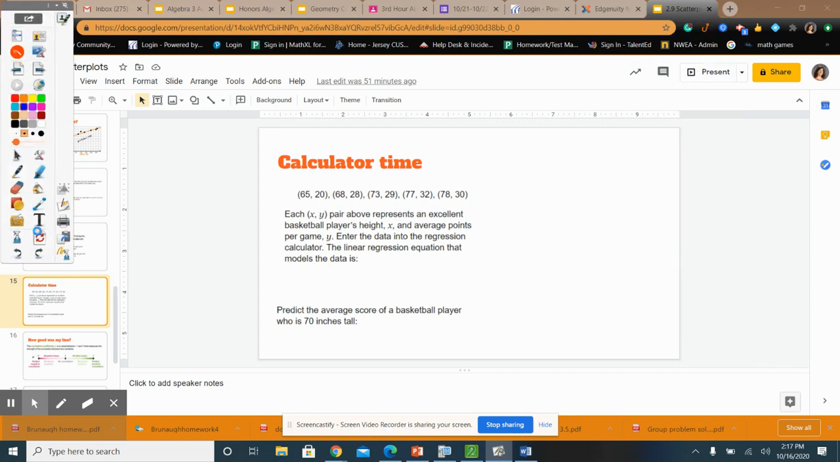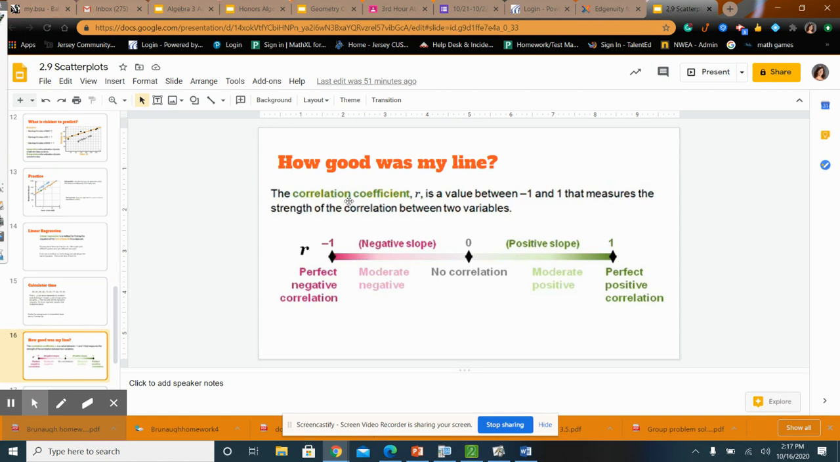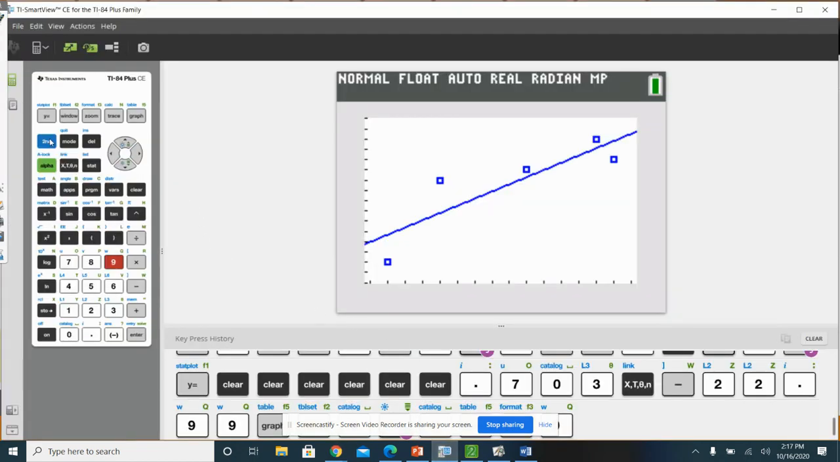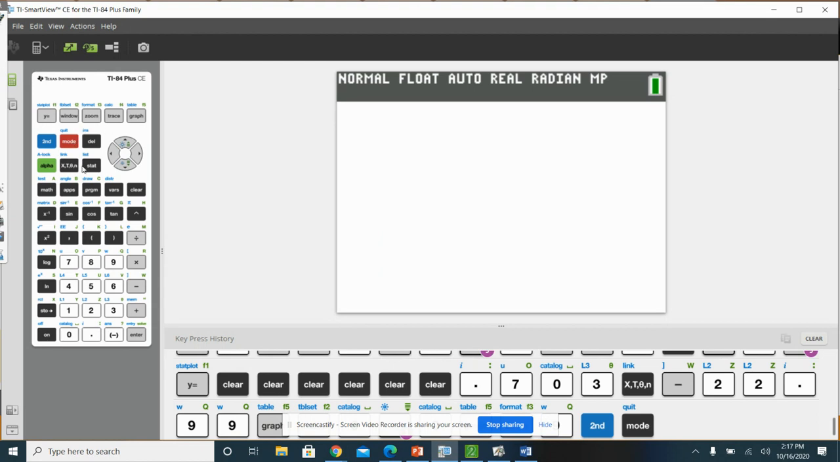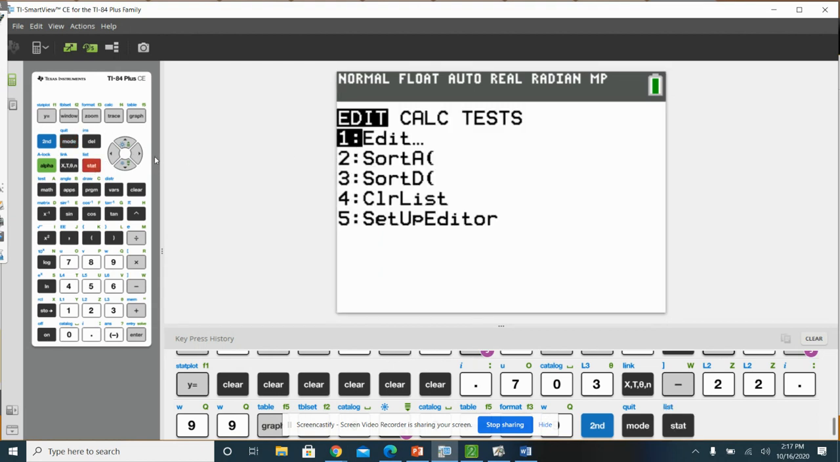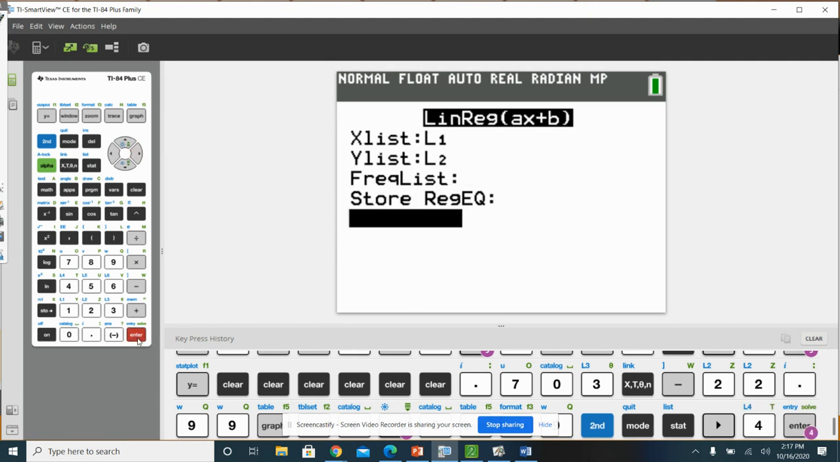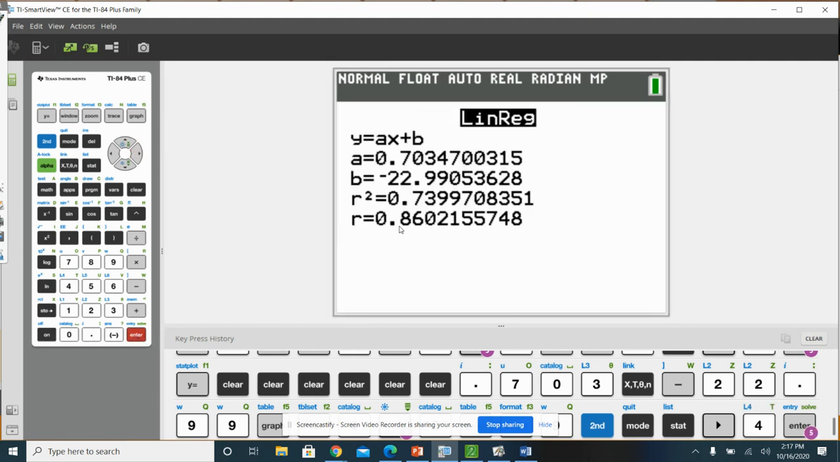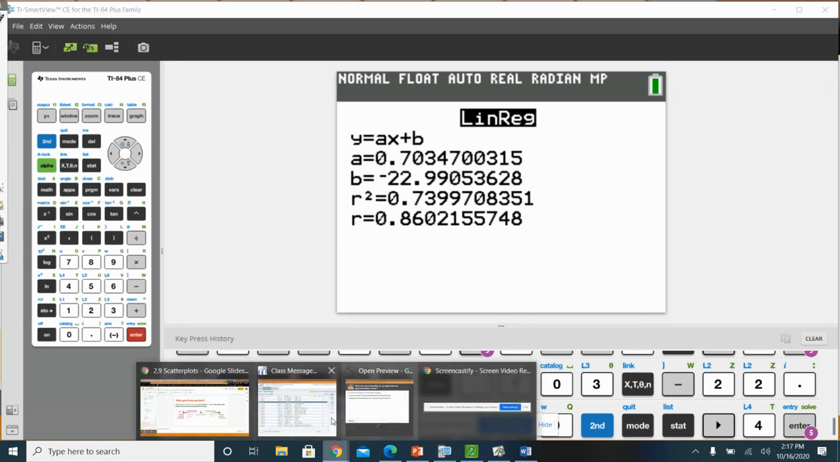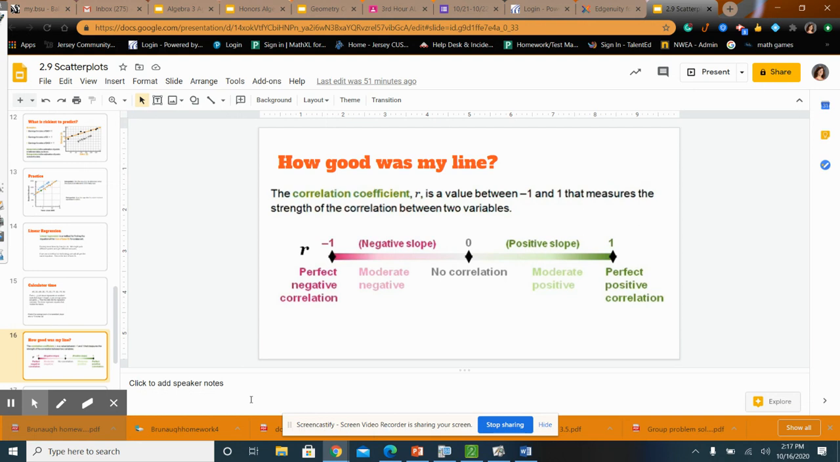Okay, so we said we didn't like our line very much, and that's what we're going to talk about next. There's this thing called a correlation coefficient, and the value is called R. So on my calculator, do you remember what the R said? Stat, calculate, 4. My R here said 0.86. So what the 0.86 tells me is my line's not so perfect.